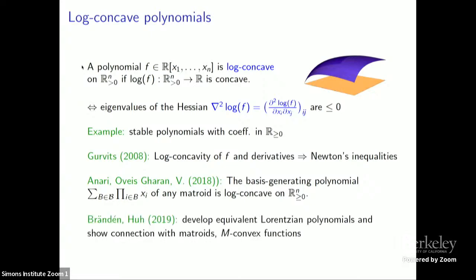Around the same time, many people were trying to simplify this complicated theory of Adiprasito, Huh, and Katz. In particular, Petter Brändén and June Huh also developed an equivalent class of polynomials they called Lorentzian polynomials, with a lot of the same applications and same connections.